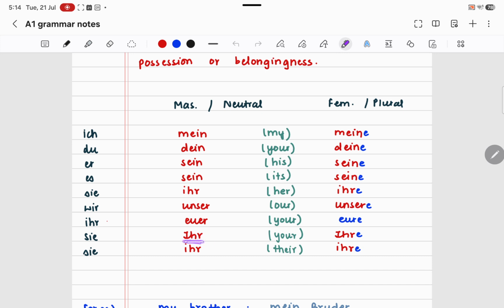Keep this in mind: whenever you write this Ihr, it will always be with a capital I, even in the middle of the sentence. And the last one is their, which is again ihr and ihre.